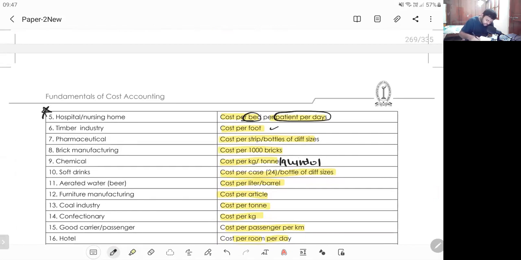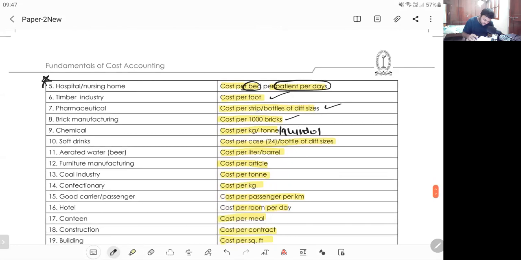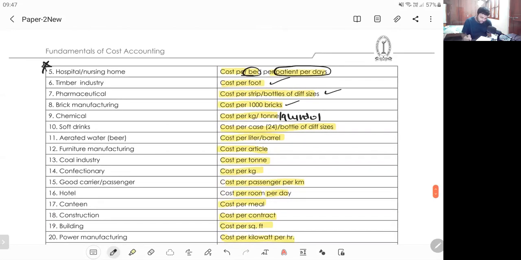Next, in case of timber industry, that is per foot, that is in case of furniture manufacturing. Pharmaceutical, per bottle. For bricks, per thousand bricks. For chemicals, per kg, per ton or per quintal. Next, for soft drinks, for a case of 24. You see, whenever you go to purchase any soft drinks, their cases of soft drinks will be there. In that case, 24 bottles will be kept in one case.